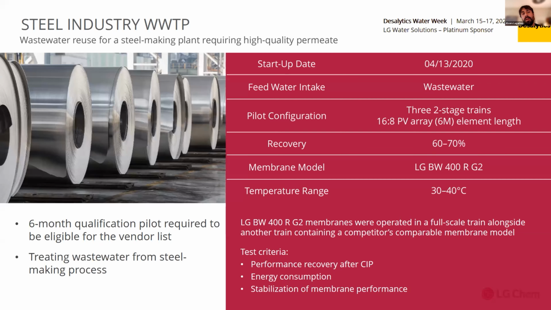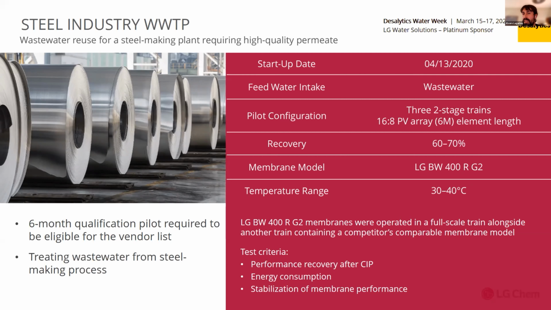with the LDP feeder spacer in a pilot trial that we had on this site. It was a steel industry site with an industrial wastewater recycling plant to keep reusing that water as part of the process. In order to be qualified as a vendor, you need to pilot for at least 6 months, and they have different trains. So they installed our membranes in one of the trains, and they also installed a membrane from one of our main competitors, a similar kind of membrane with low differential pressure technology in that model.